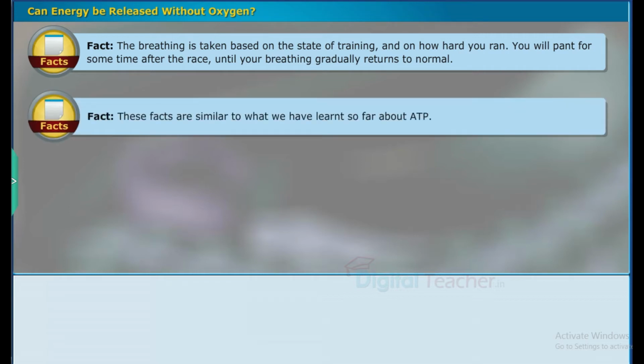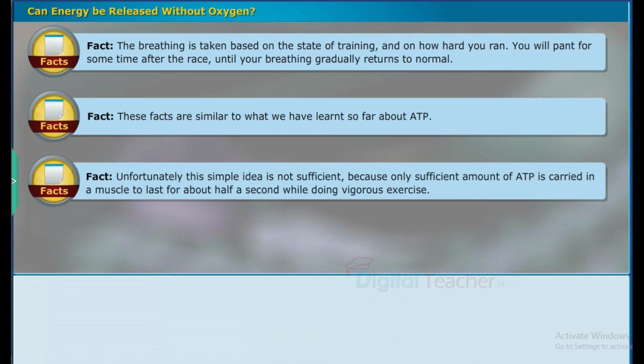These facts are similar to what we have learned so far about ATP. Unfortunately, this simple idea is not sufficient, because only a small amount of ATP is carried in a muscle, enough to last for about half a second while doing vigorous exercise. For this, let us discuss some other approaches in which we can produce energy first and then use oxygen.